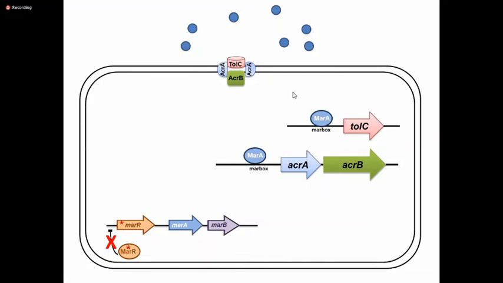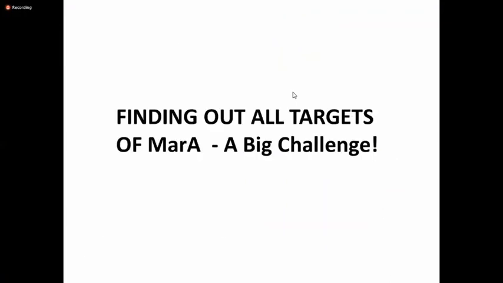Now I will show you that there are many more targets which can give you more resistance and more mechanisms of resistance. So how did we find the new targets for MAR-A? It was a very big challenge to find targets for MAR-A, because we can find targets by many techniques like bioinformatics, but that's not easy for MAR-A because it has quite degenerate targets. And we can do transcriptomics. Again, that's not easy for MAR-A, because if you knock out MAR-A, the effects are pleiotropic. And finally, the obvious answer was to find them by ChIP-seq.